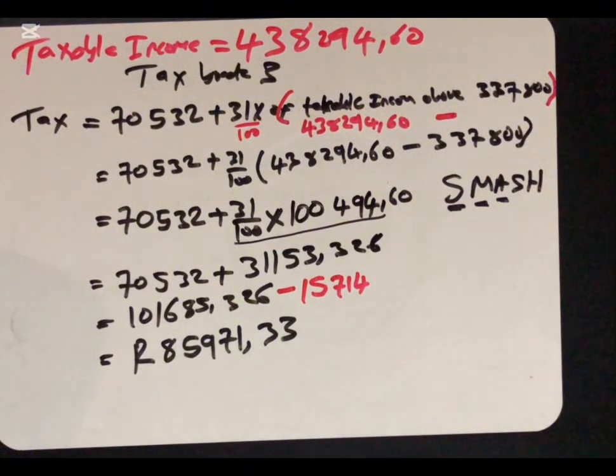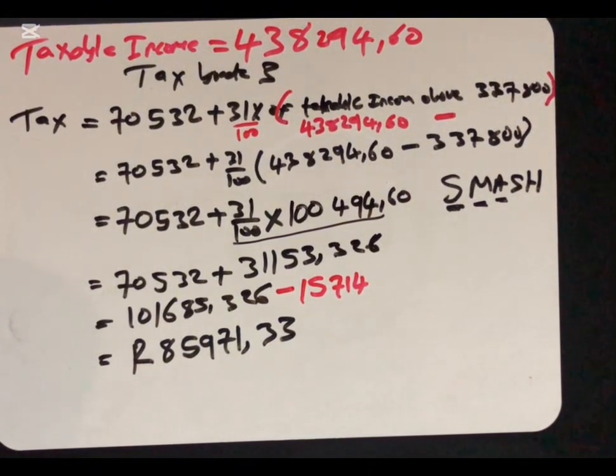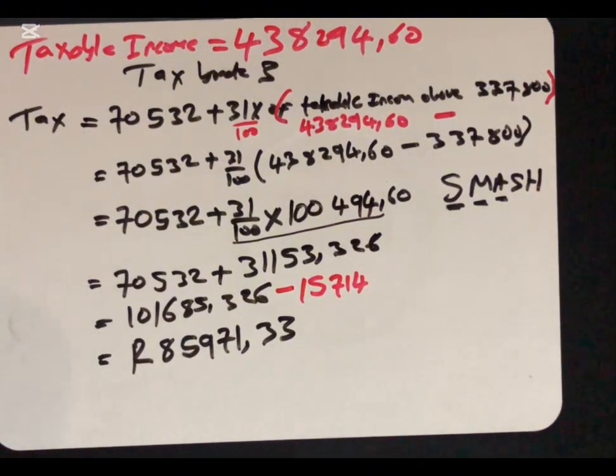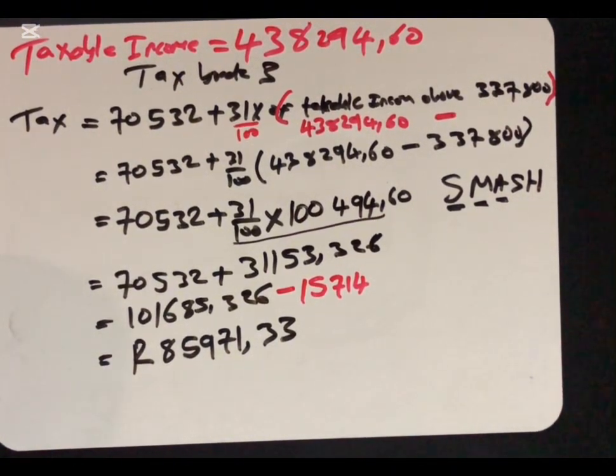Instead of paying 101,000, because of the rebates, she is now going to pay how much? 85,000. You can see that rebates reduce the amount a person is supposed to pay for tax. This is how you deal with taxable income.